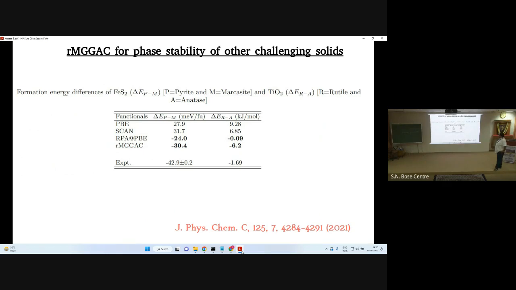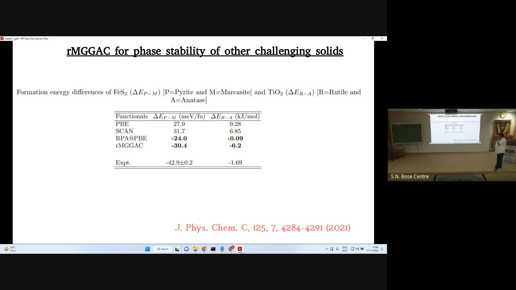These are the various phases, this pyrite, marcasite, and you can see the result. See, this is the thing. So in this experimental comparison, this is the error we have made. It is getting the right sign.